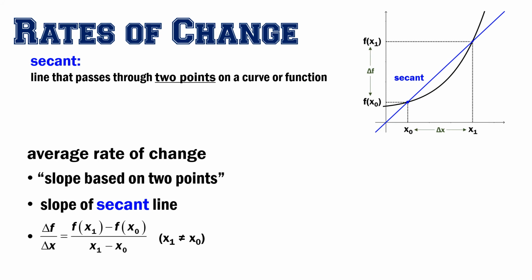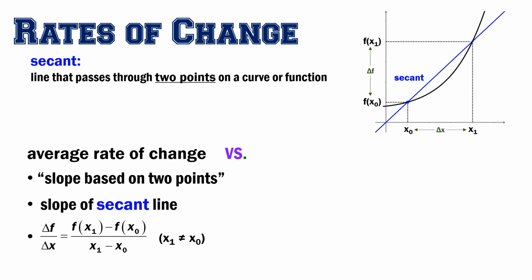Instead of y's, we'll look at f of certain values, x1 and x0. And that difference between those two heights will be called delta f, or the change in the f's. Just as the x0 and x1 are x coordinates, the change between those coordinates will be delta x. Just remember, x1 cannot equal x0, otherwise you're going to have 0 in the denominator.